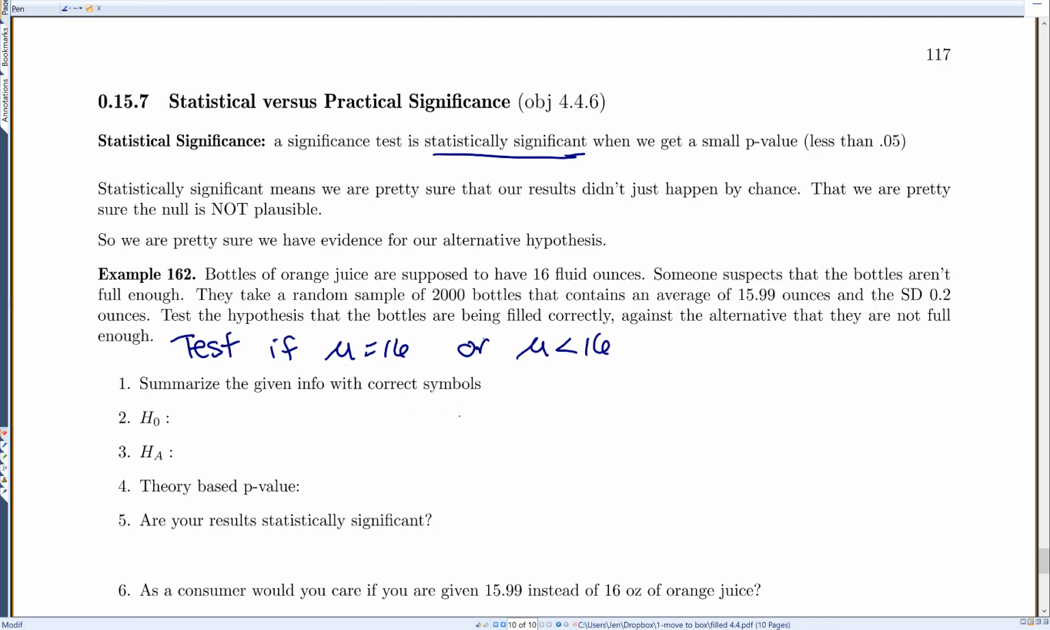Now let's summarize the sample info with the correct symbols. So my sample size n equals 2,000. My sample mean equals 15.99 ounces. And my standard deviation for my sample is 0.2 ounces.